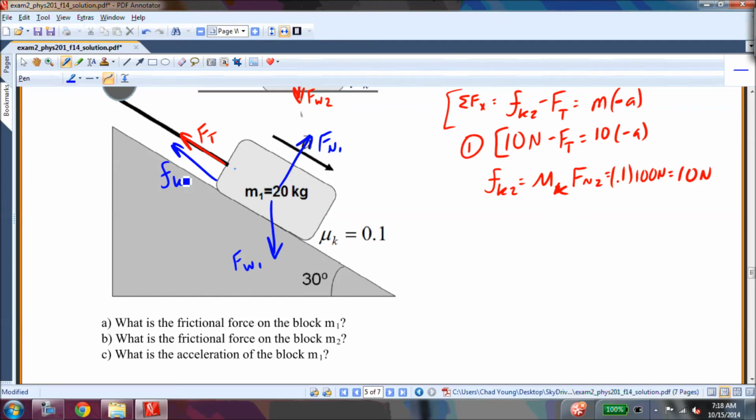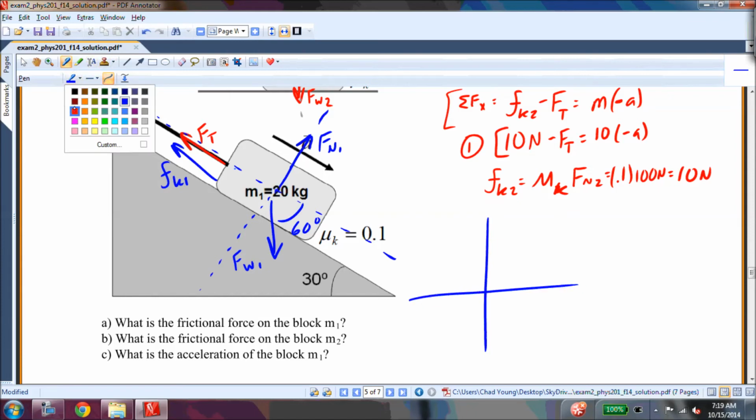I can draw my coordinate system. This is my y-axis. This is my x-axis, noticing that this angle is 60 degrees. And then if I redraw this over here, I have Fn1, Ft, Fk1.